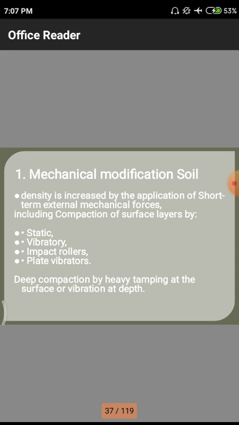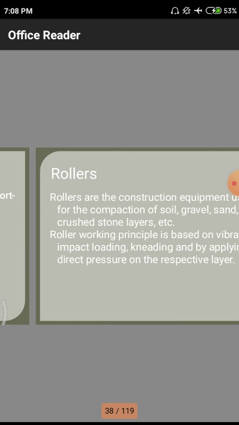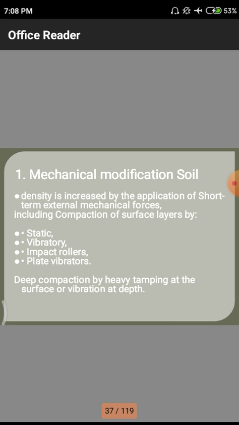Okay, these are the different kinds of vibrators, likewise in mechanical equipment. Deep compaction by heavy tampering at the surface or by vibration at a particular depth, all of those are useful. First one we are having roller. That means all those are different kinds of rollers.